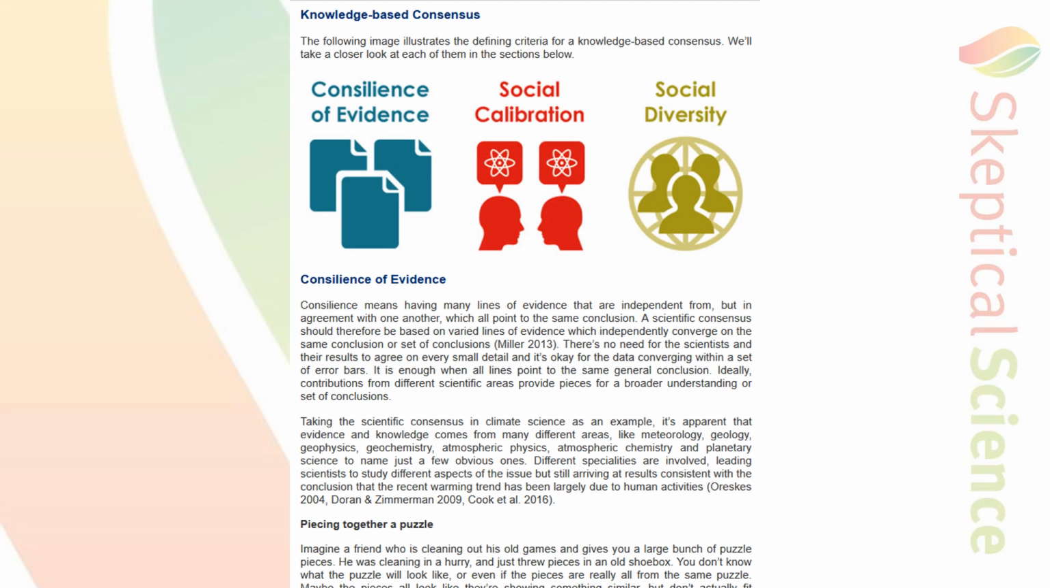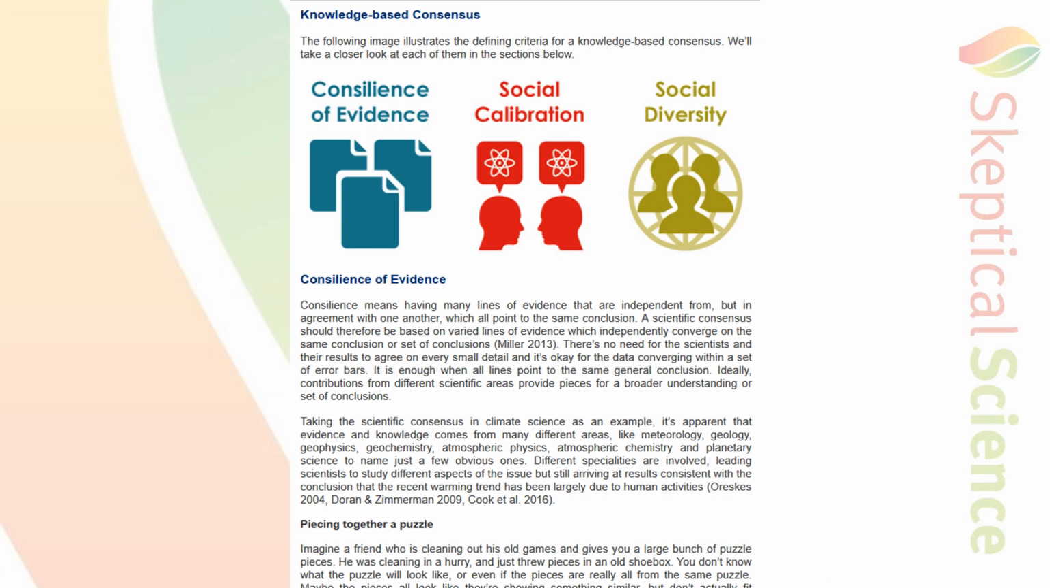A scientific consensus should therefore be based on varied lines of evidence which independently converge on the same conclusion or set of conclusions. There's no need for the scientists and their results to agree on every small detail, and it's okay for the data converging within a set of error bars. It is enough when all lines point to the same general conclusion.